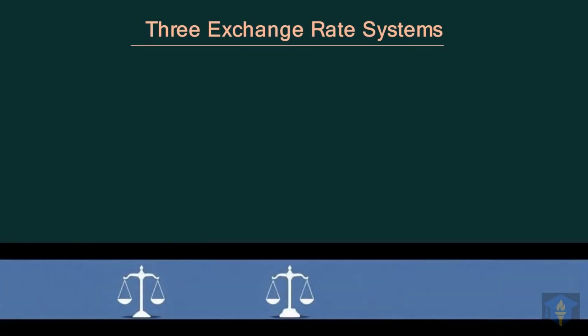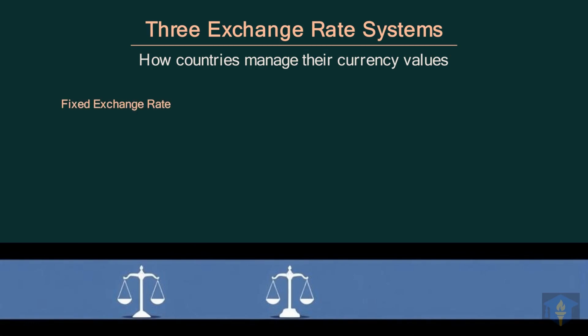Now, we'll explore the three exchange rate systems that countries use to manage their currency values. These systems represent different approaches to how countries manage their currency values internationally. The first system is the fixed exchange rate, where a currency's value is tied to another currency.